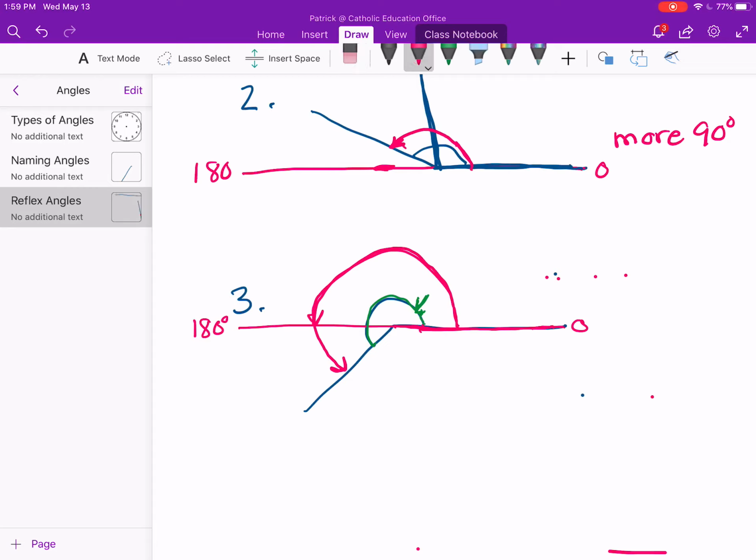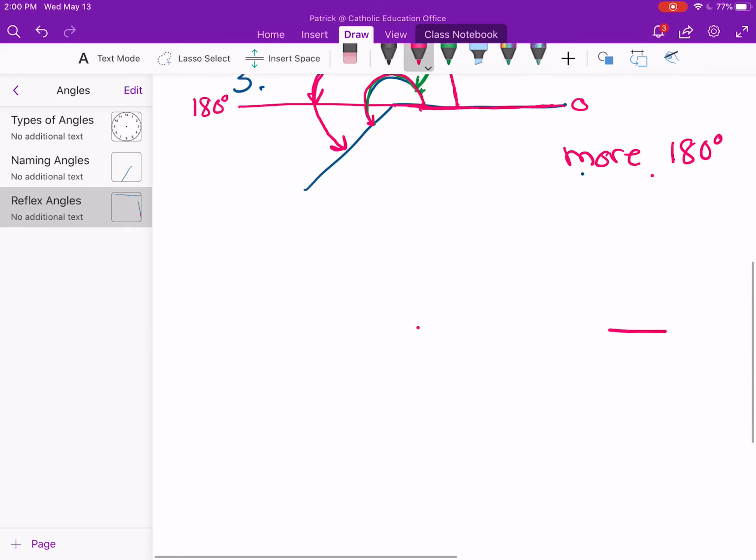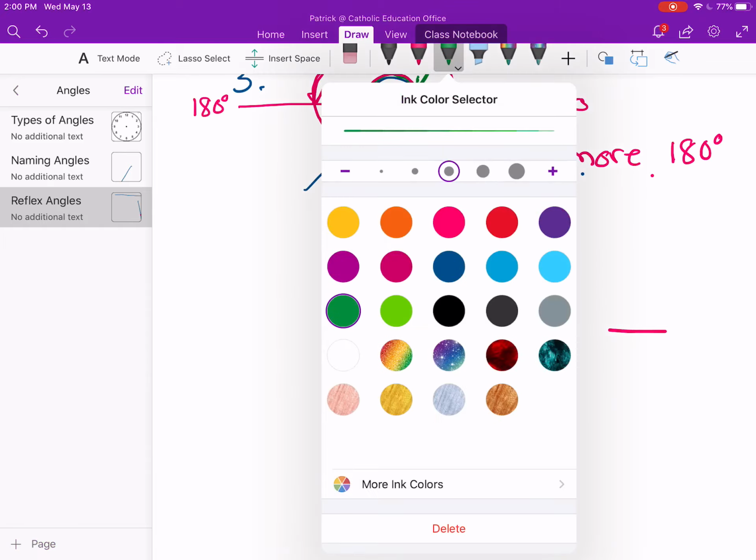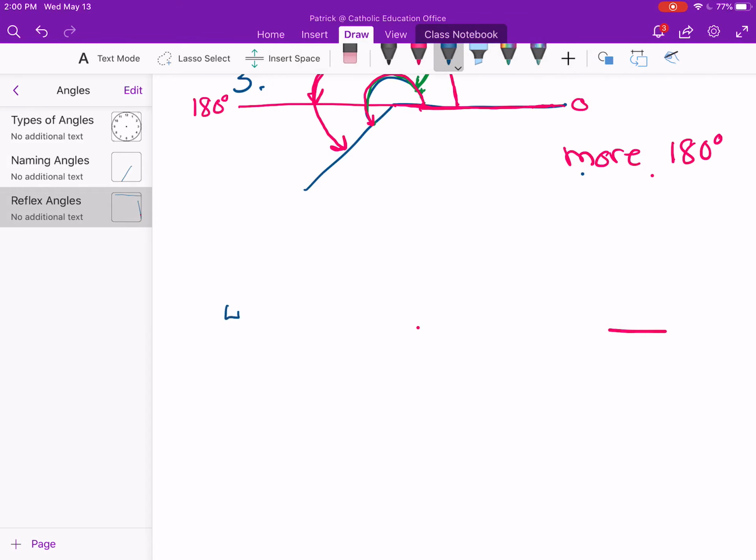So it started here, went all the way to 180 and past 180. So this is more than 180 degrees. It's a tricky one. These are called reflex angles. Let's do number 4.